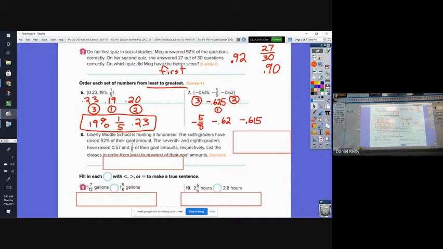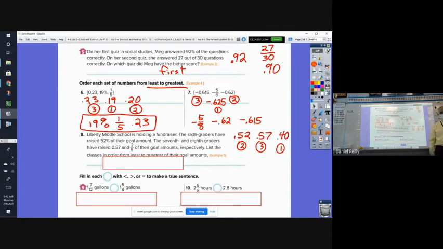52% of the 6th graders, 0.57 of the 7th graders, and 2/5 of the 8th graders. So again, we'll convert all of these to decimal. 52% is 0.52, 0.57 for the 7th graders, and 2/5 is 0.40. List them in order from least to greatest. So least is this one, then 0.52, then 0.57.